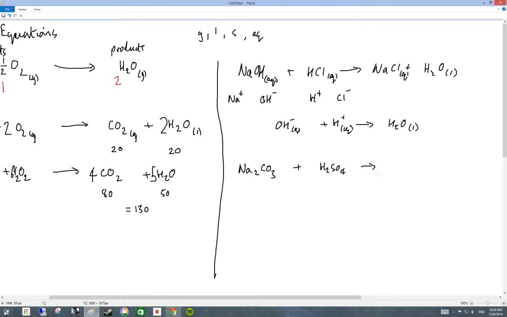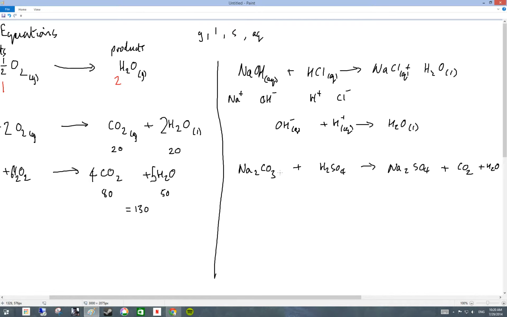and it will make, so when you've got a carbonate reacting with an acid, it gives you a salt. In this case it's going to be sodium sulfate, and sodium sulfate is going to be Na2SO4, because a sulfate ion is 2 minus, gives you carbon dioxide, and it also produces some water.